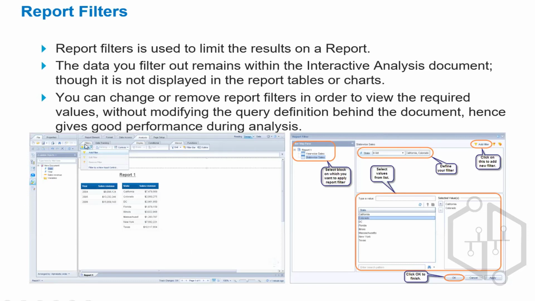So for giving that report filter, we have to click here: analysis, filter, add filter. If we want year wise sales, we have to click on add filter, give the object year and give the required number of years. This is a year wise sales, and this block is a state wise sales.